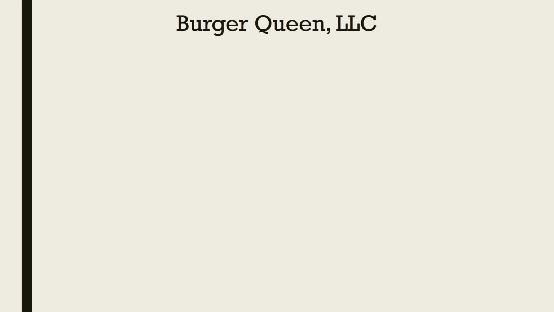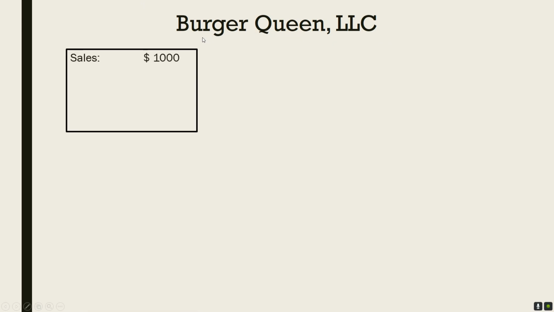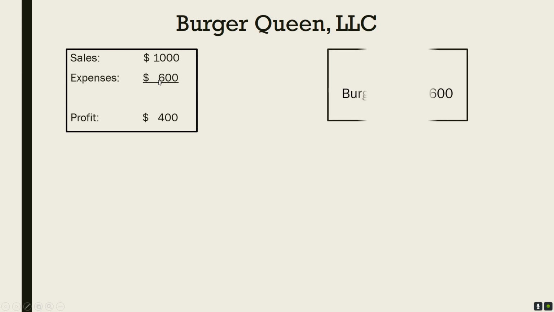An example I could show you would be from Burger Queen, a company that I just made up. They had sales of 1,000, expenses of 600, and a profit of $400. A new grill comes on the market called the Burgerinator. Should I call it something else? It's $600, and this new grill makes juicy, delicious burgers in no time.